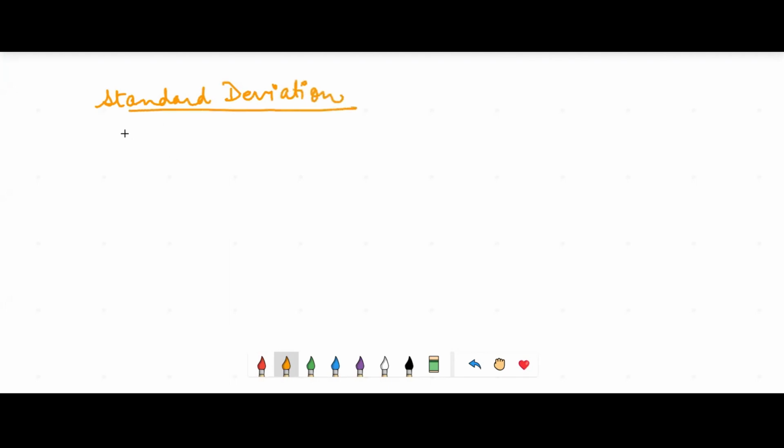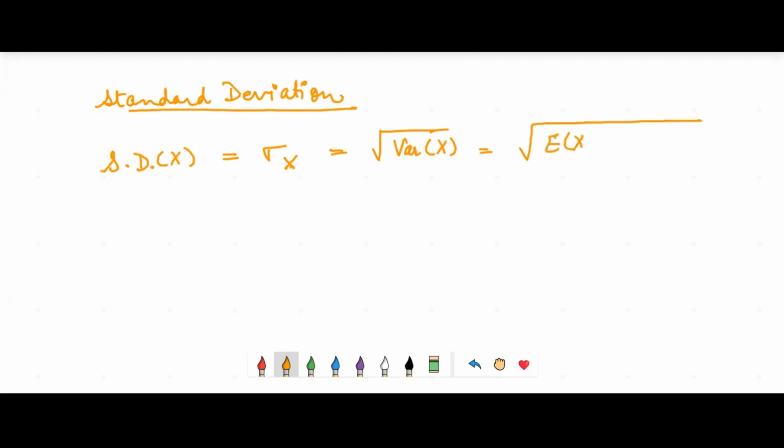The standard deviation is denoted by the standard deviation of x or sigma x. It is just the square root of the variance of x. Or I could say, the square root of e of x square minus (e of x) whole square.